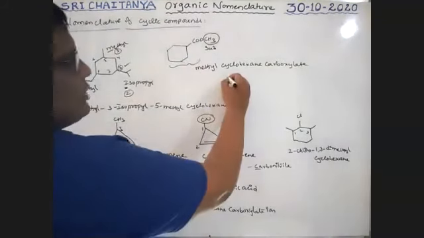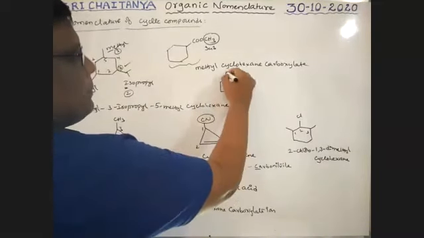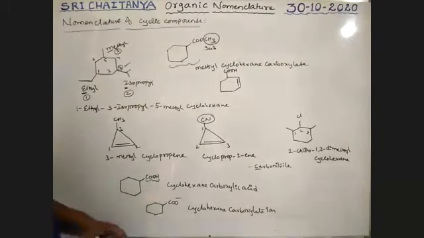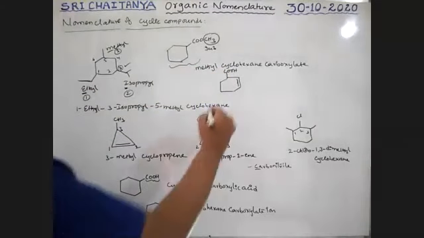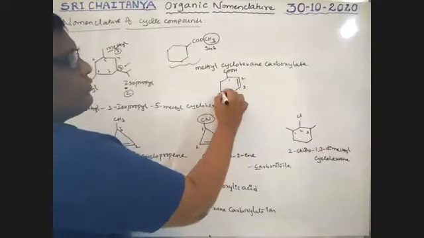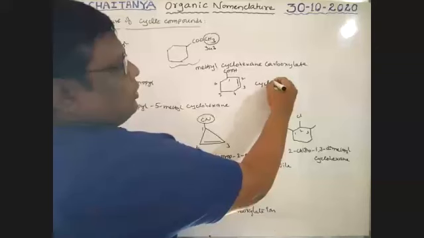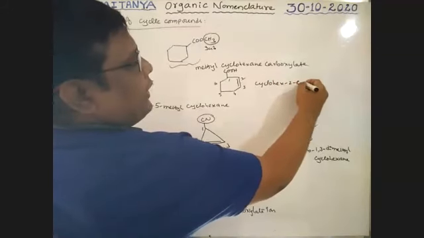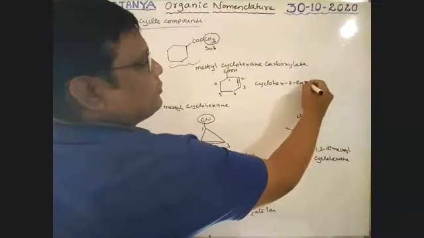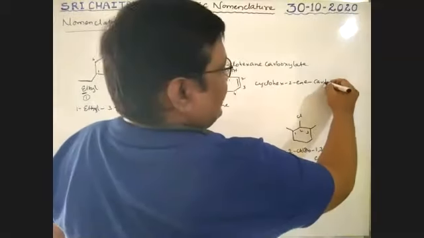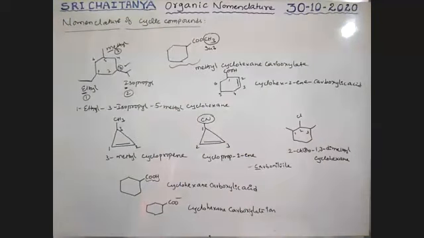Next, what is the name of this compound? See here, it is a functional group. The functional group's direct carbon should be the first carbon. Therefore, it is 1, 2, 3, 4, 5, 6. Therefore, it is a cyclohexane. Cyclohex-2-ene carboxylic acid. E is there, boys. 2-ene carboxylic acid. Next.